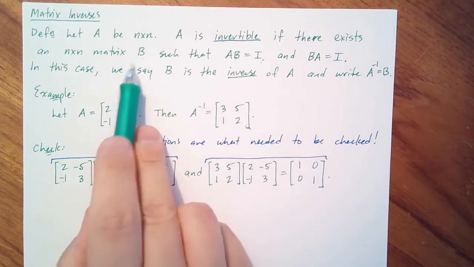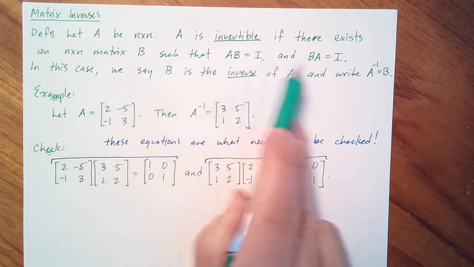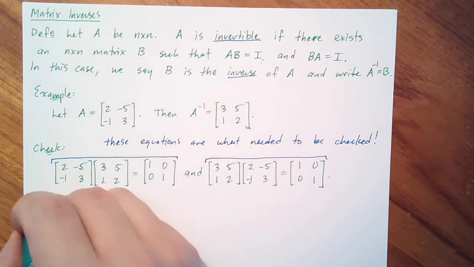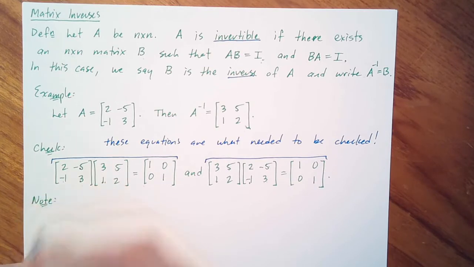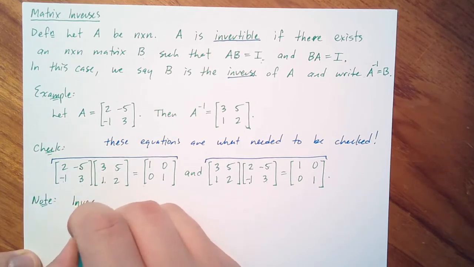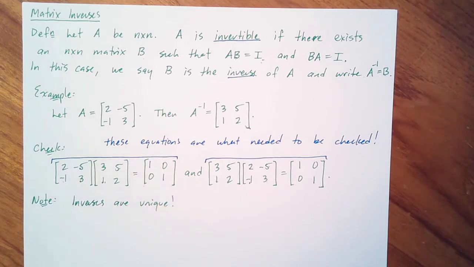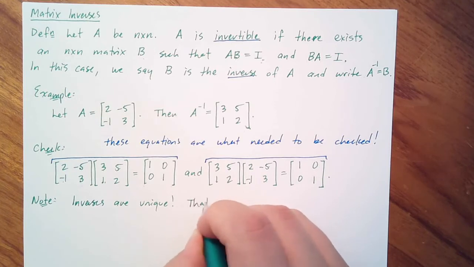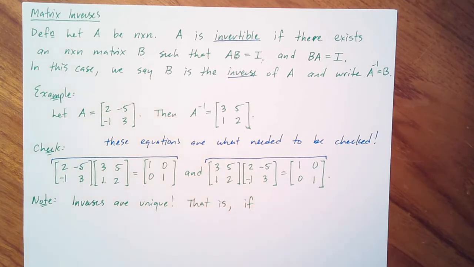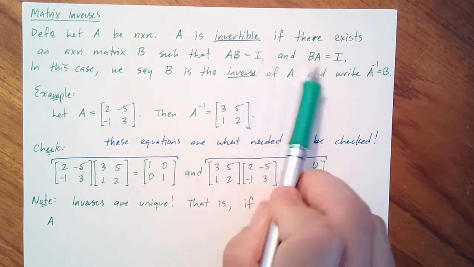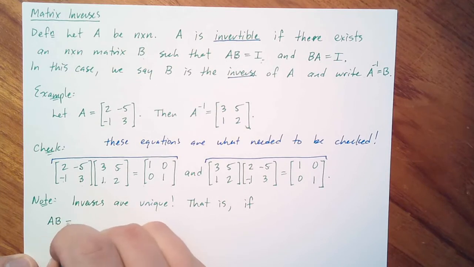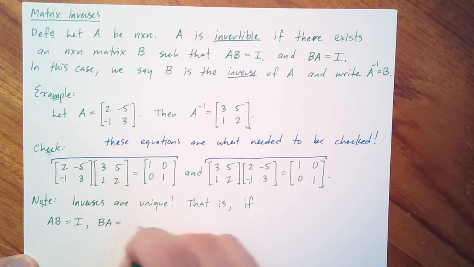There's only ever going to be at most one matrix that satisfies both of these conditions, and that's what we'll verify now. So here's the note. Inverses are unique. And what does that mean exactly? So let's say I had some matrix B which satisfies both of these equations, then I'd have AB is the identity, and I'd also have B times A is equal to the identity.